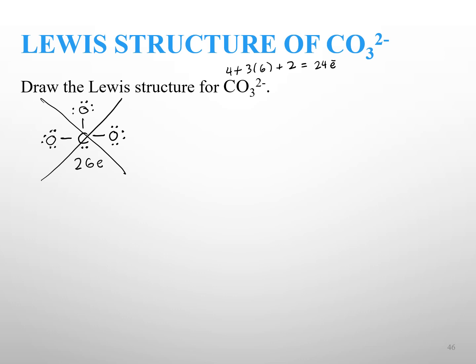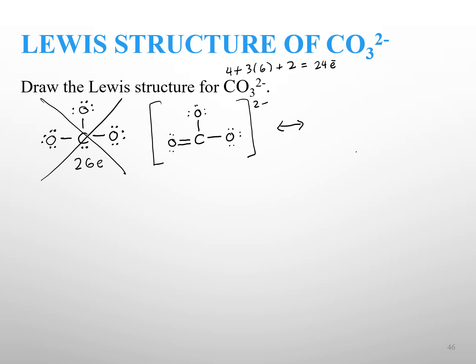So let's draw it out. We start with a double bond on this side first, and then we fill in our octets. You don't need the lone pair on carbon anymore because now it has 4 bonds, so it has an octet. So this is one option here. Because it's charged, I'm going to put the 2 negative charge on the outside. So that's one resonance structure.